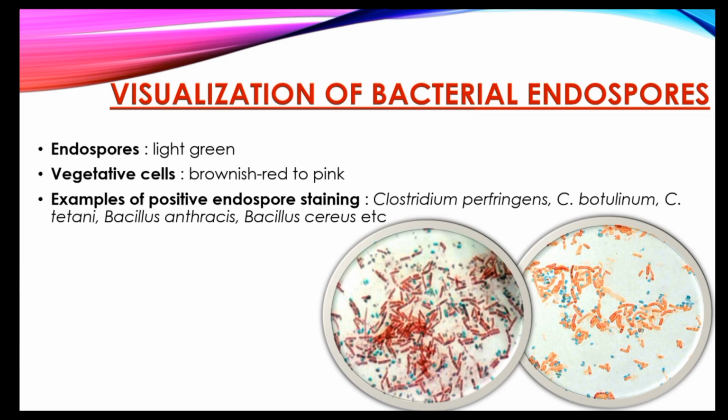Examples of various positive endospore staining are Clostridium perfringens, Clostridium botulinum, Clostridium tetani, Bacillus anthracis, Bacillus cereus, etc.